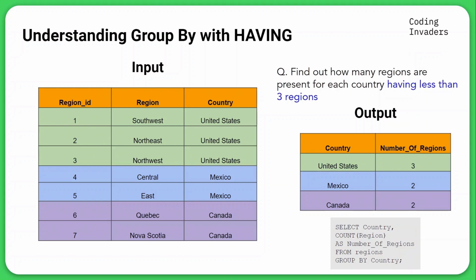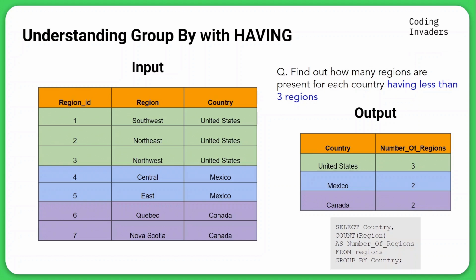What if this were the question indeed? What is the question now? The modified question says, find out how many regions are present for each country having less than 3 regions. In other words, we simply have to filter the countries having less than 3 regions. So let's think, what should the output be? It looks like we could just filter the results after we get the table from the group by output, right?